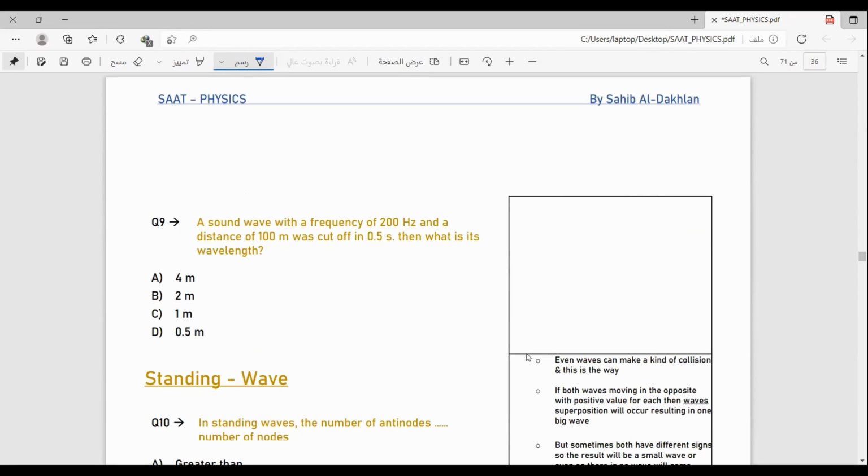Question number 9. A sound wave with a frequency of 200 hertz and a distance of 100 meters was cut off in 0.5 seconds. Then what is its wavelength?